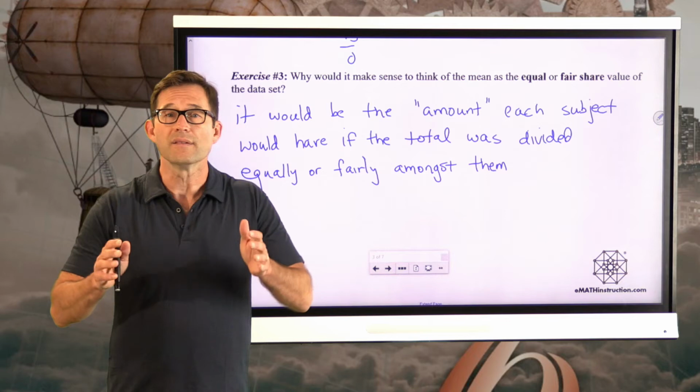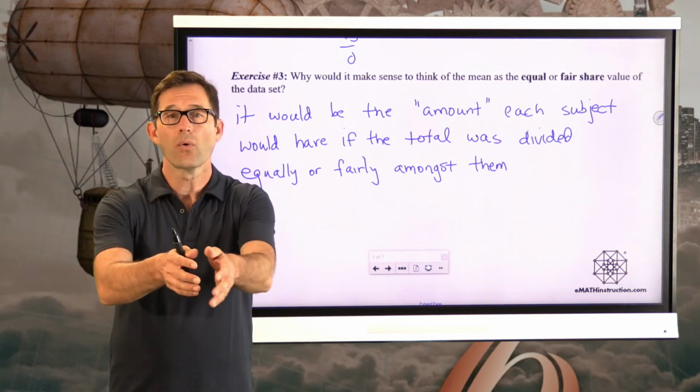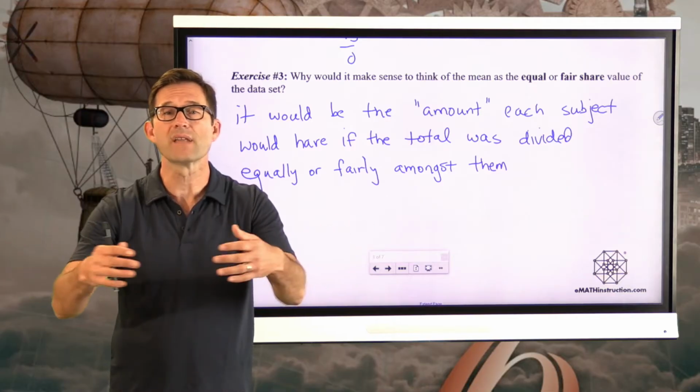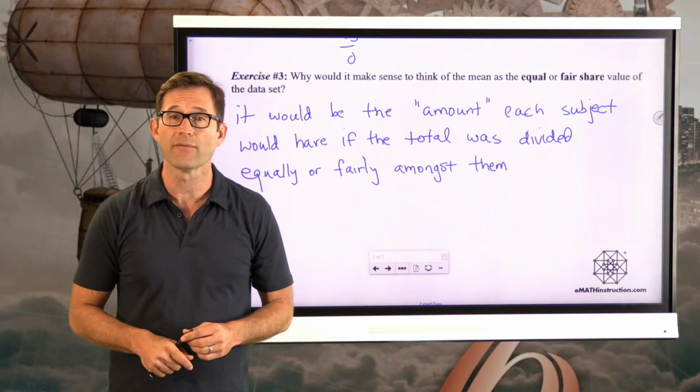So the mean is simply what happens when you divide out the sum total evenly amongst all the subjects. What value would they have?